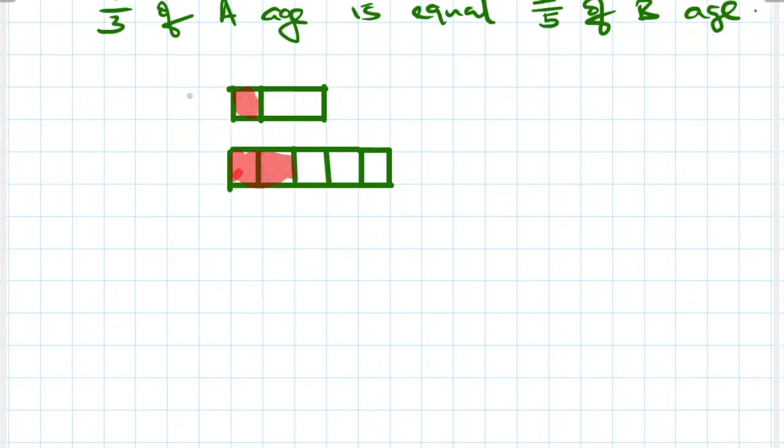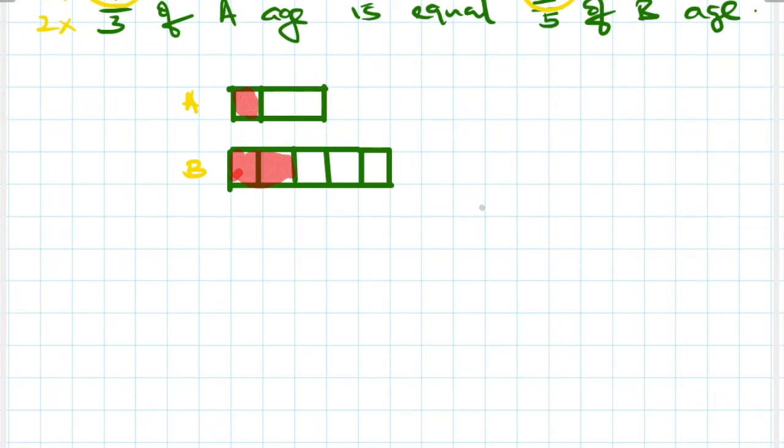This is A. This is B. Which means this portion here must be equal to this portion here. So if you know that they are equal, I just make it equal. If 1 is not equal to 2, then this one times 2. You understand or not?